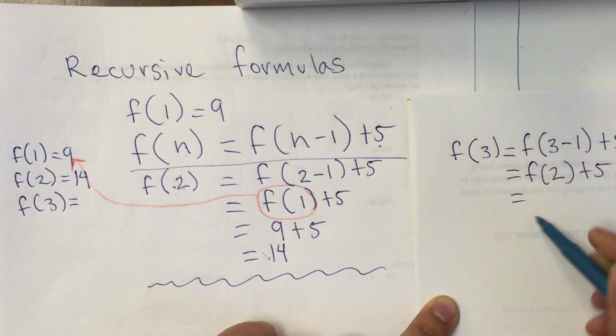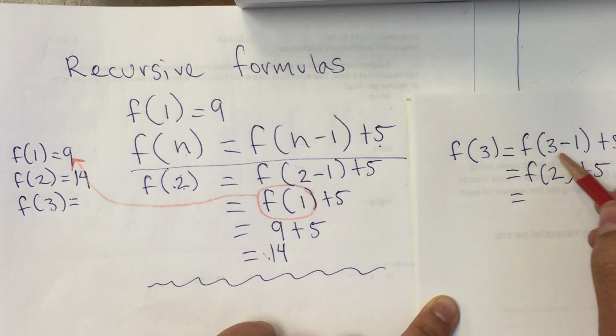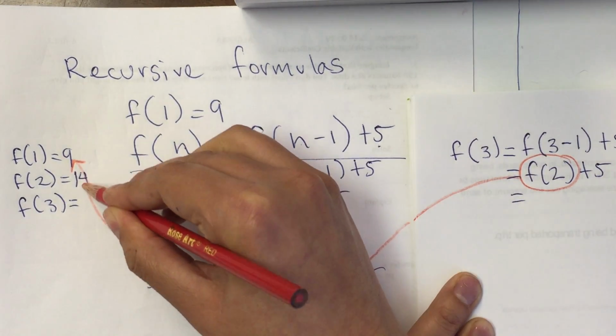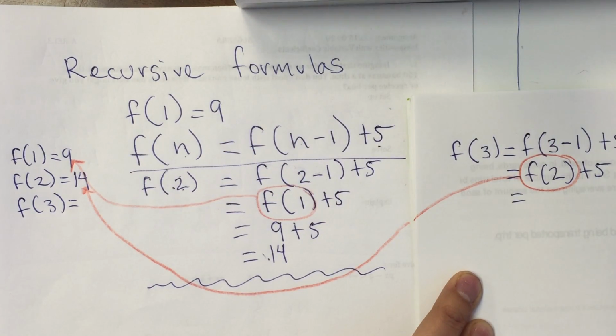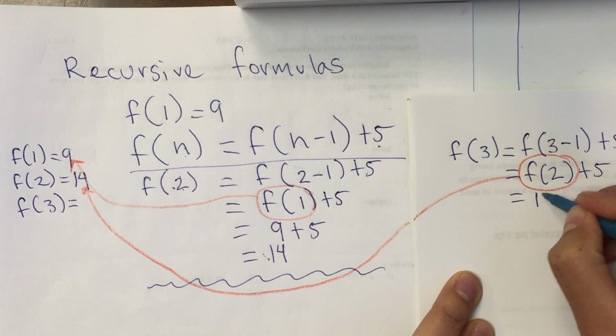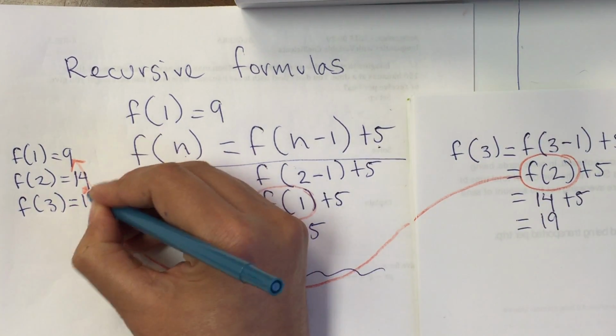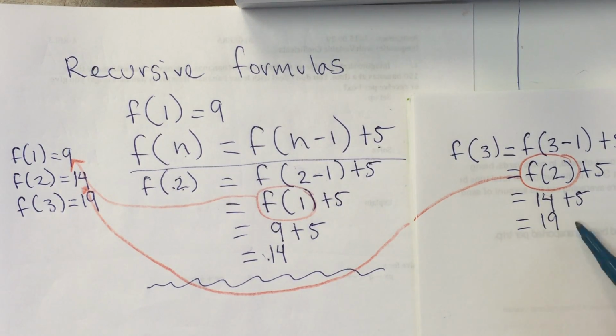Now remember that this is not a value. f of 2 means go look for what the value of f of 2 is. So we go back to f of 2, which is the previous value, and it's 14 plus 5, which is equal to 19. Okay. Now what if I tell you I want to find the value of f of 100?